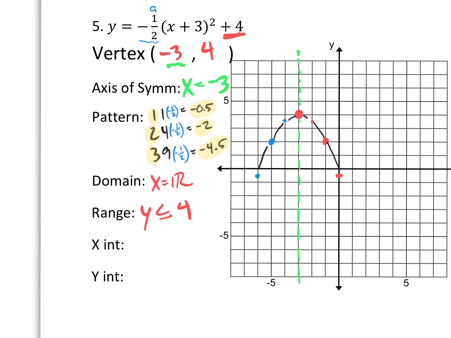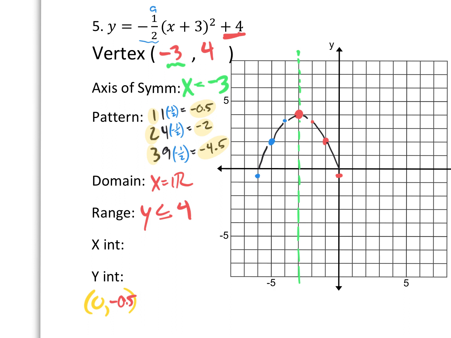Now, to find the y-intercept, you set x equal to 0 and solve. So if I did set x equal to 0, imagine that. 0 plus 3 is what? 3. What's 3 squared? What's 3 times 3? 9. What's 9 times negative half? That's negative 4.5. What's negative 4.5 plus 4? That'd be negative 0.5. So negative 0.5. Did the work in my head. I hope you followed along.